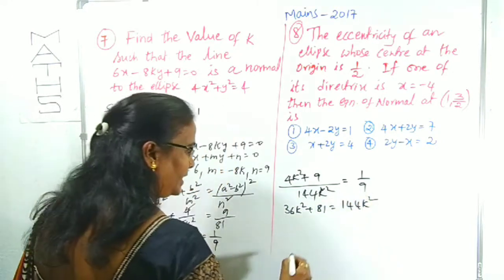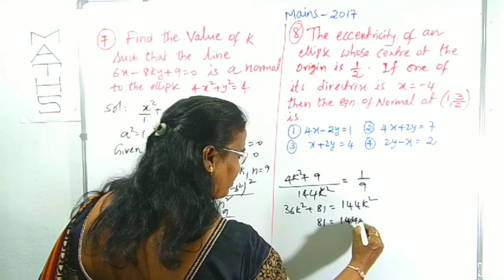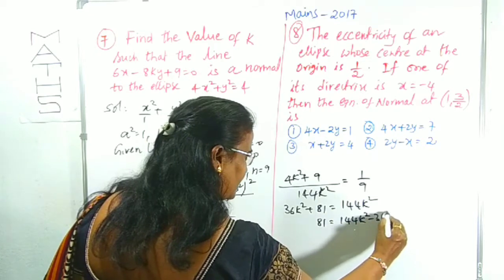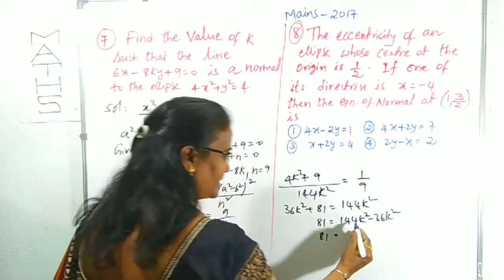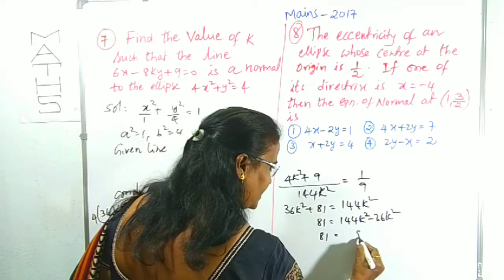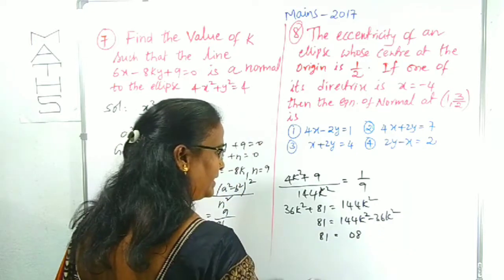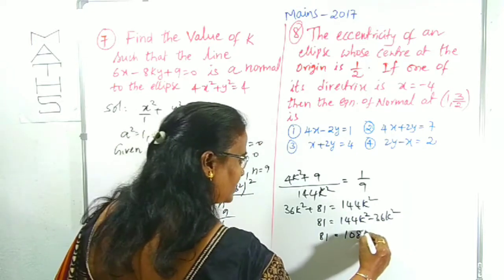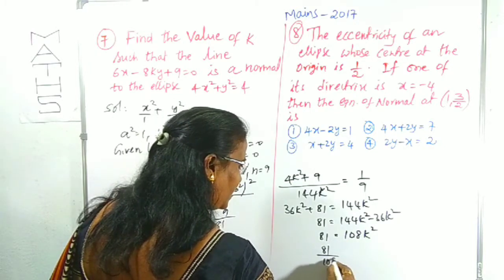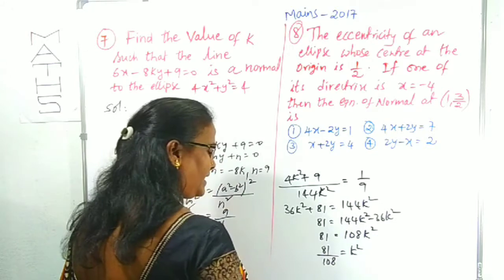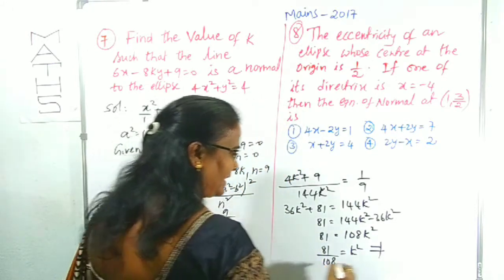Clear? Now again I am rewriting: 81 is equals to 144k square minus 36k square. That is 81 is equals to 144 minus 36, which is 108 k square. What is k square? 81 by 108 is equals to k square. He is asking the k value. 9 will be cancelled.